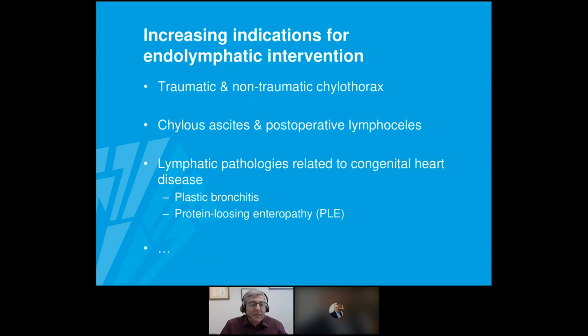There are also increasing indications for lymphangiography and endolymphatic intervention. From a historical point of view, the first indications were traumatic and non-traumatic chylothorax. But nowadays, we also do some lymphatic leak treatment, and also treat some postoperative lymphoceles. And more recently, especially in patients with congenital heart disease, we try also to diagnose and to treat patients with plastic bronchitis and protein-losing enteropathy.